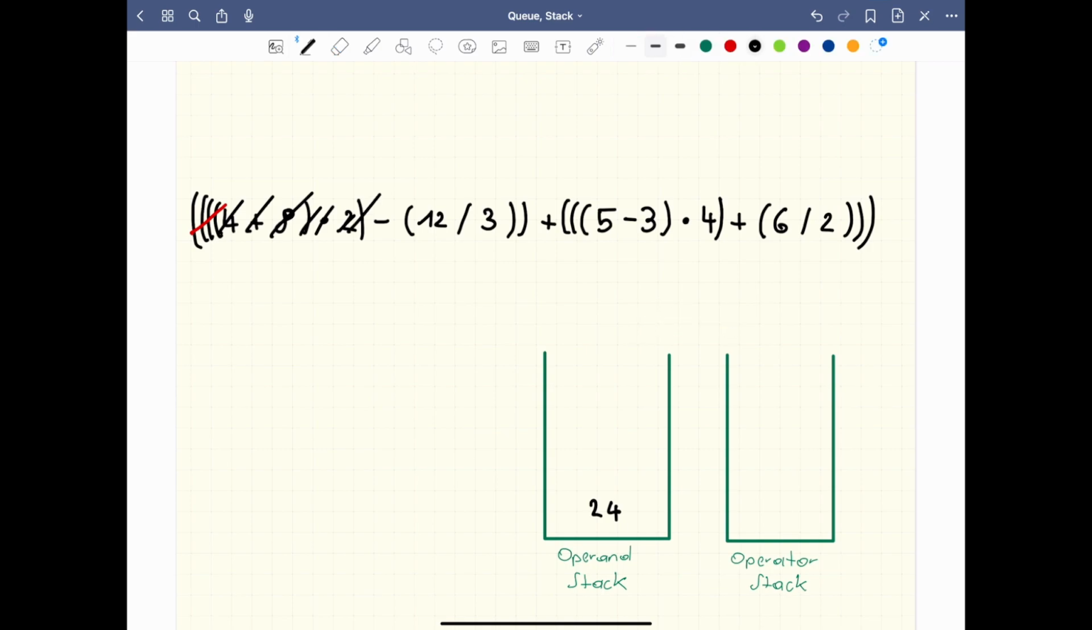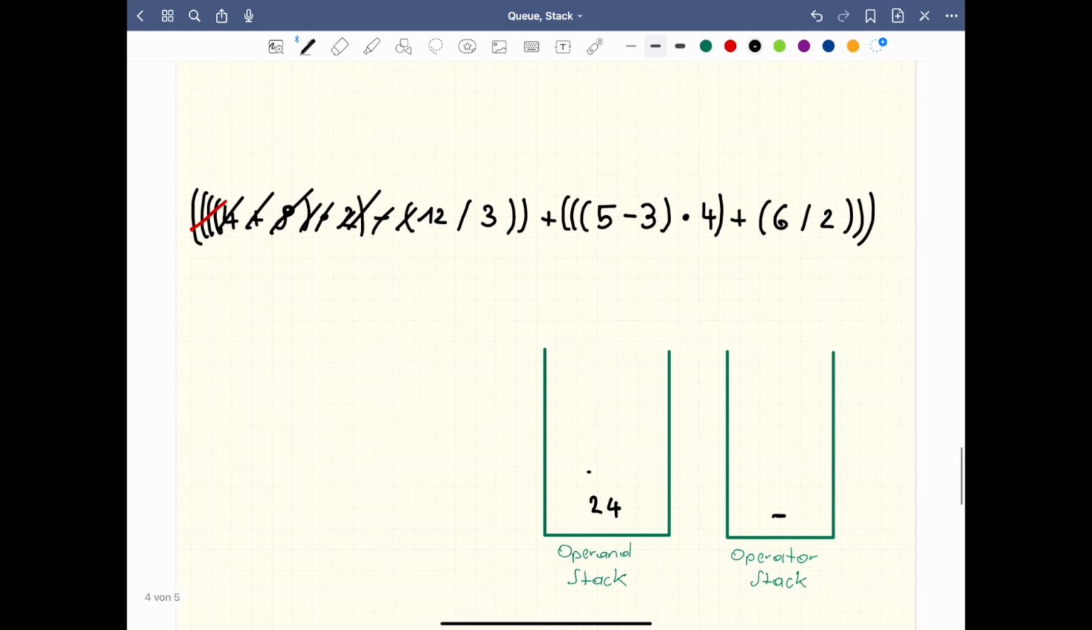So next operator, we have a minus. Let's put it to the operator stack. We have an opening bracket, ignore it. We have the 12, put it to the operand stack. We have a division symbol here, put it to the operator stack. And then once again for the operand stack, the 3. We have a closing bracket here. Let's pop the division operator here. Let's pop the first operand. Let's pop the second operand.